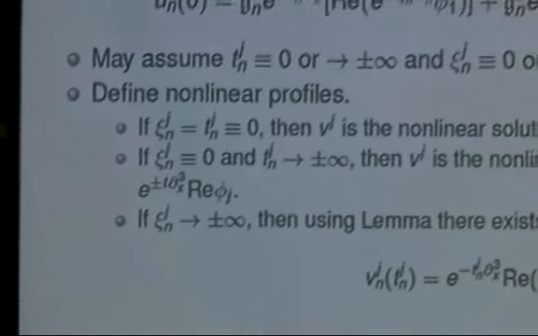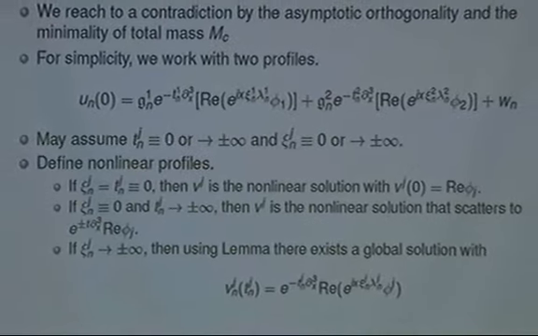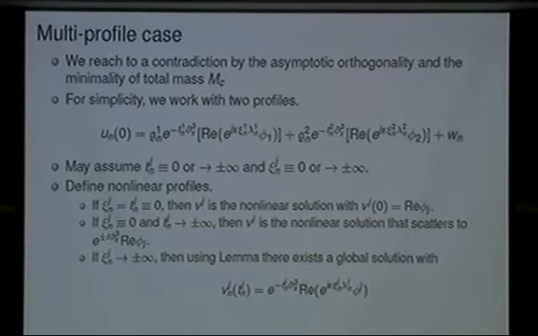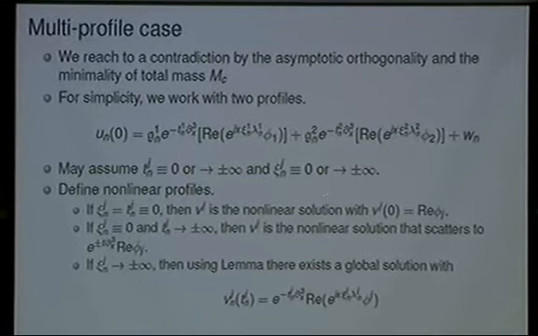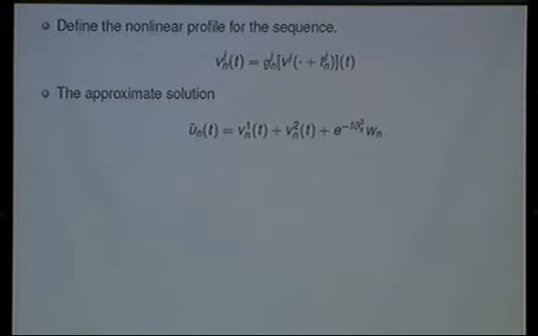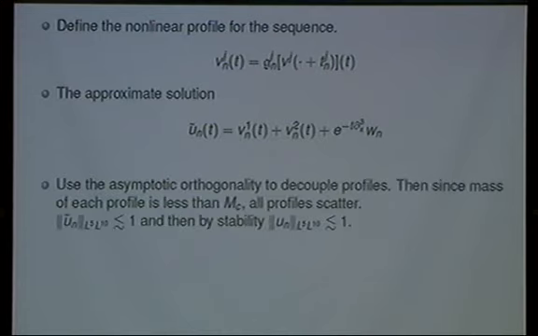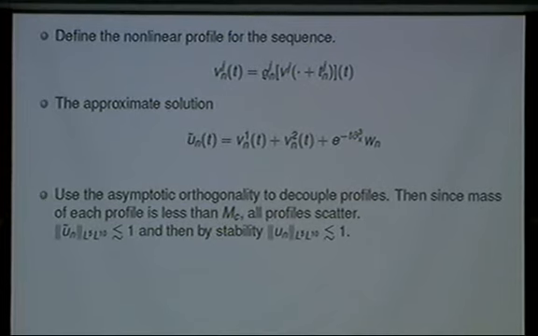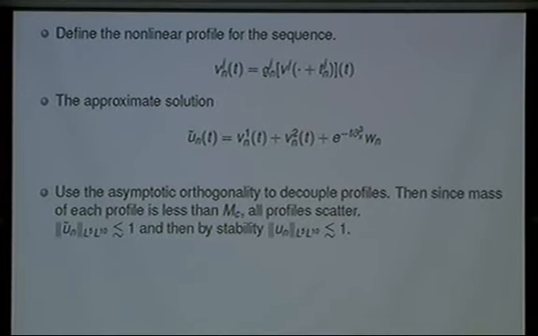But for such a purpose, in the profile decomposition, we need to define the approximate nonlinear solution. For each profile, we define the nonlinear profile, beginning from this nonlinear profile at time 0. Then we can define the approximate solution as a sum of the linear profiles. And by the minimality of the critical mass, we reach the contradiction. Okay. So that is the proof of the existence of the minimal mass solution.